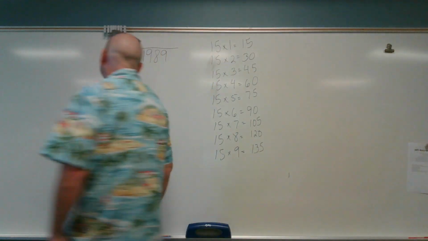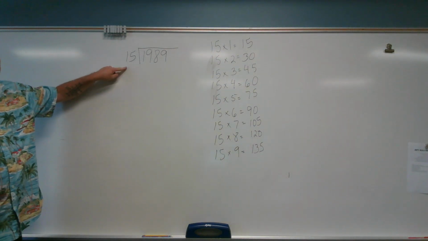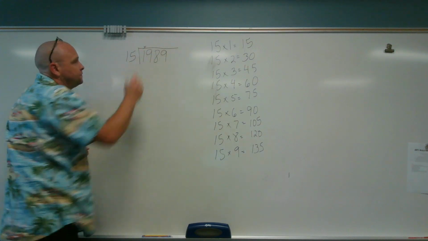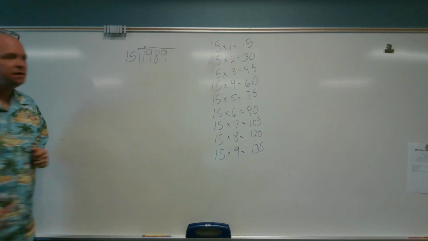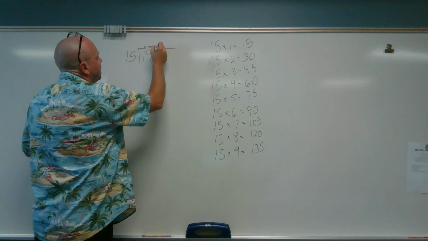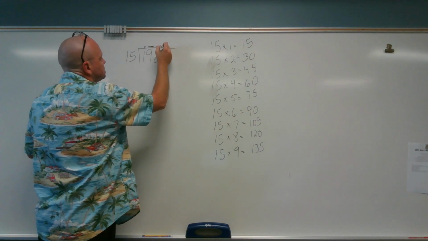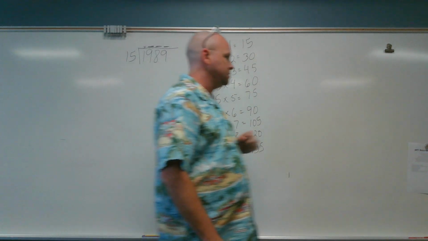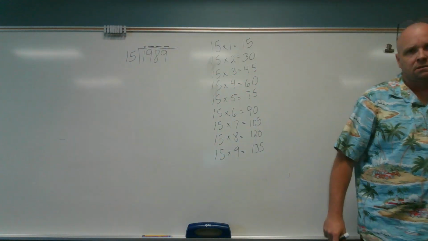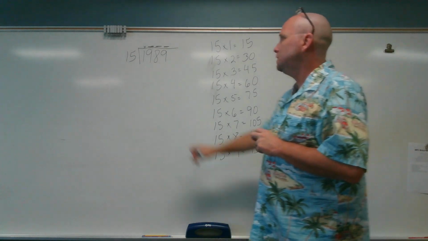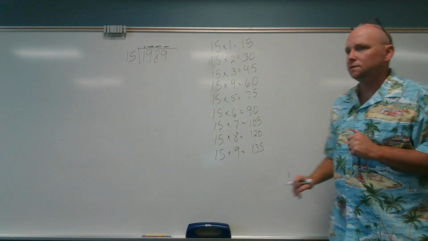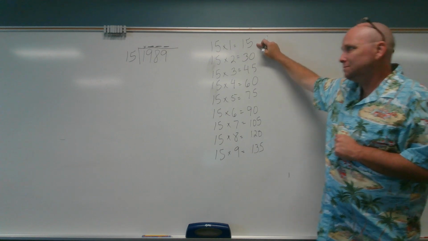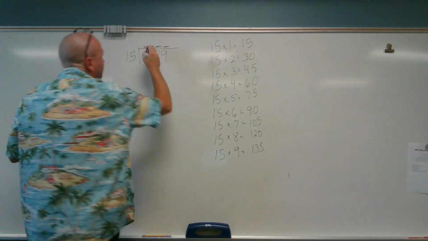Here we go. Zoe, does 15 go into 1? No. Does 15 go into 19? Yes. I'm going to have a 3-digit quotient, so it's bigger than 99, but less than 1,000. How many times does 15 go into 19? 1 time. 2 times is too big, 1 time is as close as we can get.